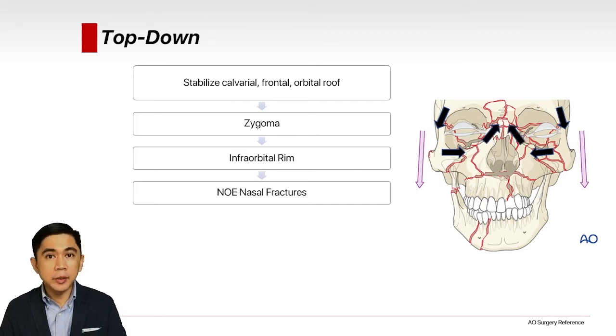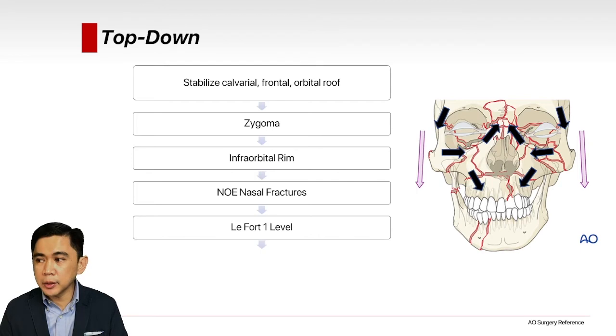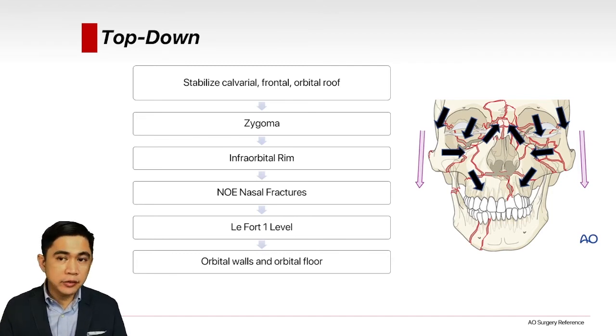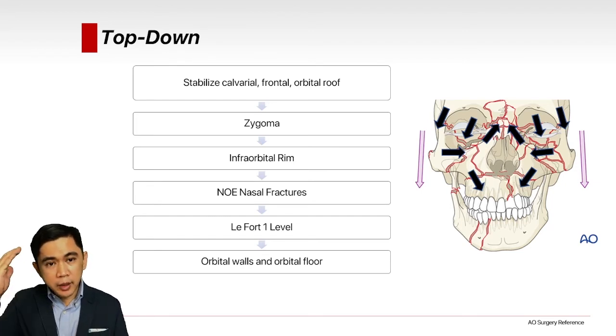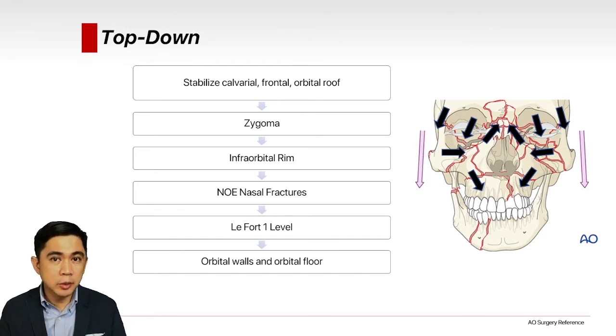Then it is followed by the lower midface or the Lefort 1 level to establish the facial height. The last fractures to be reconstructed are usually the orbital walls and the floor. Once the lower midface is already stable, MMF can then be reestablished. And here lies the difference from that of the bottoms up, wherein you repair from above going to the lower midface. Then once everything is established, you must do the maxillomandibular unit.